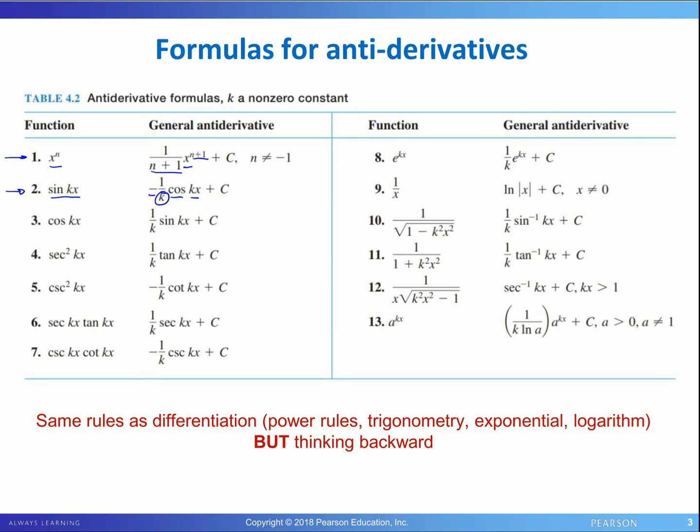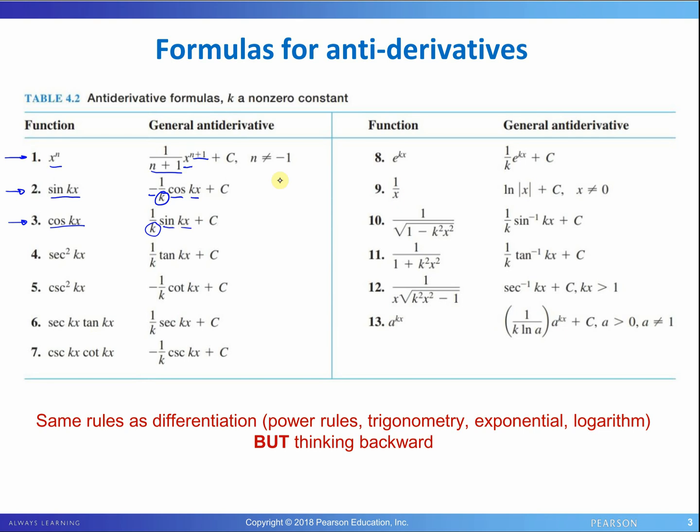Same thing with cosine of kx right here. What do we need to diff in order to get cosine of kx? So we need to diff sine in order to get cosine, and that's why we have sine right here. And we need to leave the inside of the trigonometry function alone, kx, so that it stays the same. And we know that with the chain rule, k is going to come out, so we have to cancel that extra k with this division by k.